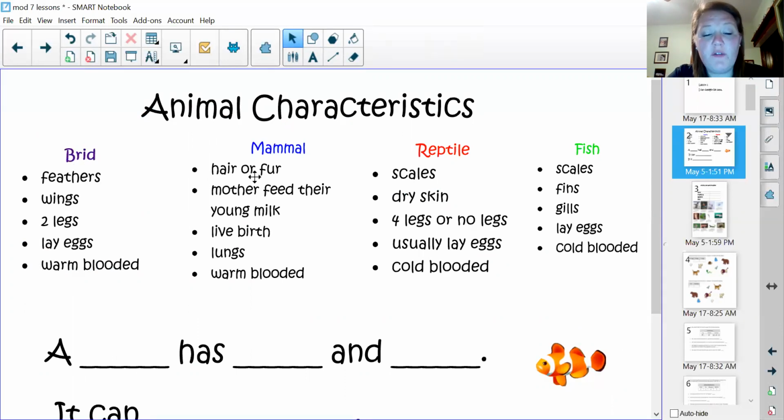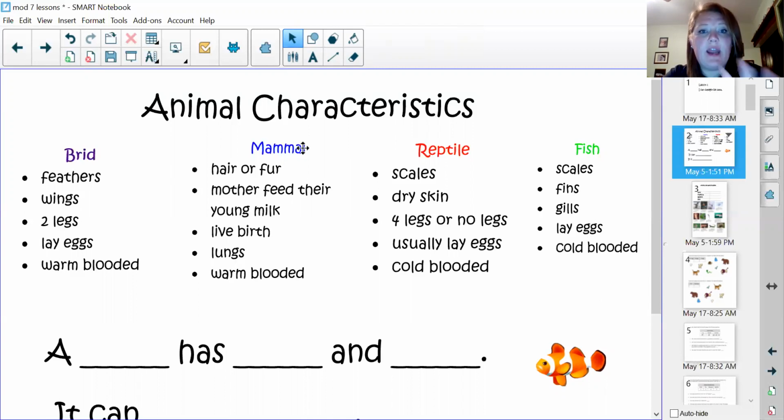Mammals have hair or fur. Usually the mother feeds their young milk. They give live births. They have lungs and they're warm-blooded. So humans are actually mammals, and dogs and cats are mammals too. Then we have reptiles. They have scales, they have dry skin, they have 4 legs or no legs. They usually lay eggs and they're cold-blooded. And then we have fish that have scales, fins, gills, they lay eggs, and they're cold-blooded.